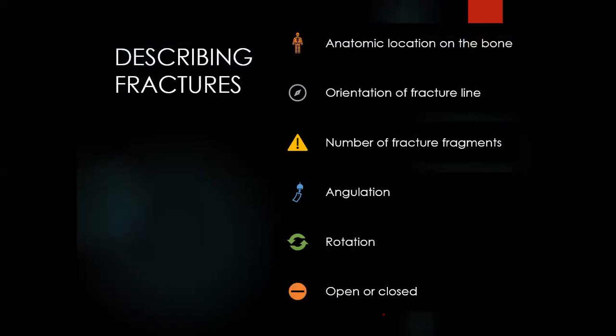Okay, so describing fractures. When we describe a fracture, particularly to our orthopedics, we want to let them know the anatomic location on the bone where the fracture is at. This is really important because it tells us basically how bad the fracture is, if there's going to be a long-term problem, all those kinds of things. The orientation of the fracture, different fractures obviously have different prognoses, the number of fragments, the angulation of those fragments, and the rotation. And then again, if it's an open or closed fracture.